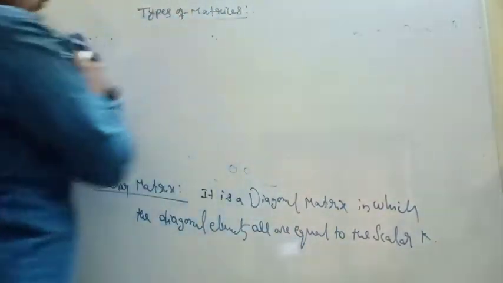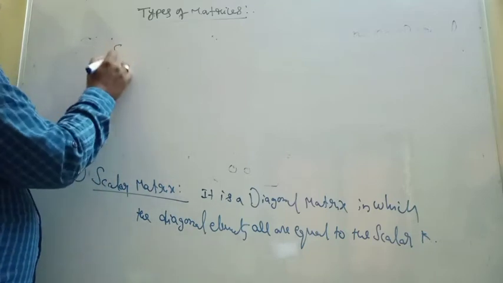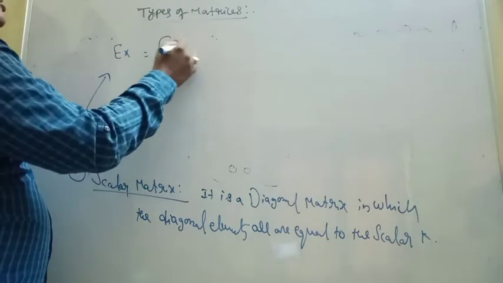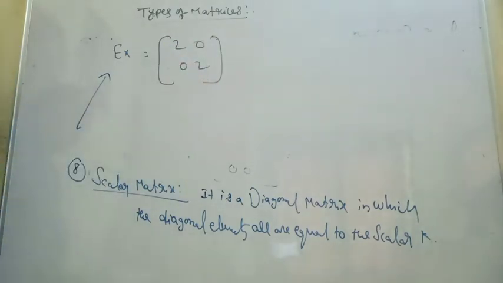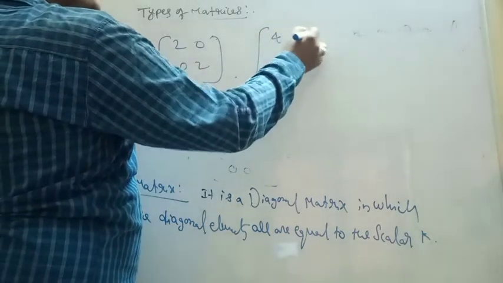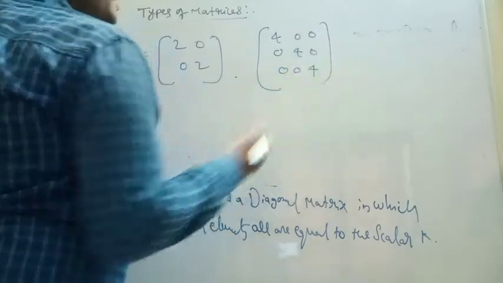For example, as I told you, a scalar matrix means, here I am giving the examples. For example, I am having 2 0 0 2. This is a scalar matrix. Here the principal diagonal elements all are 2. We can also take one more, 4 0 0, 0 4 0, 0 0 4. This is also one.